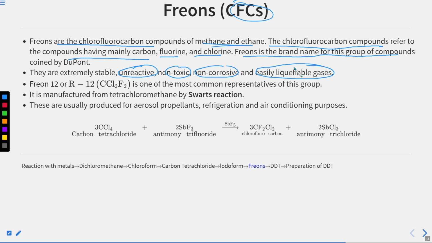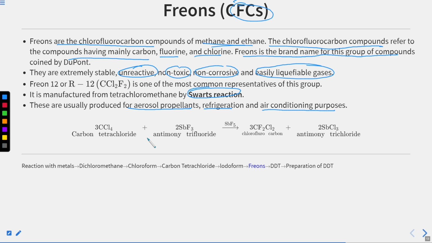Due to this property, it is used in refrigerators because it is easily liquefiable. It is manufactured by the Swarts reaction, and they are usually produced for aerosol propellants, refrigerators, and air conditioning purposes. But it is also harmful for your ozone layer. It also depletes your ozone layer.